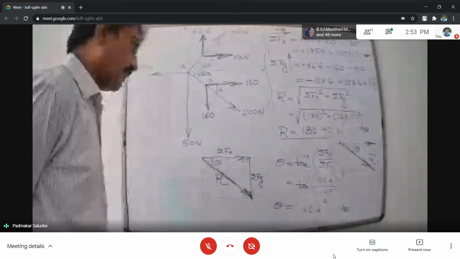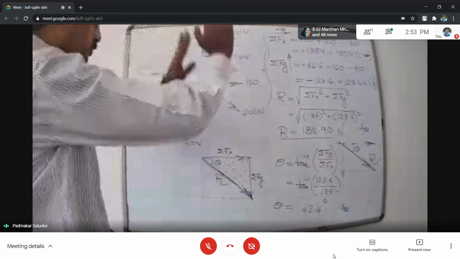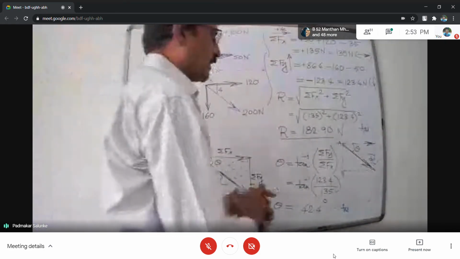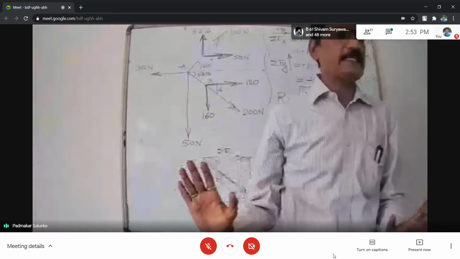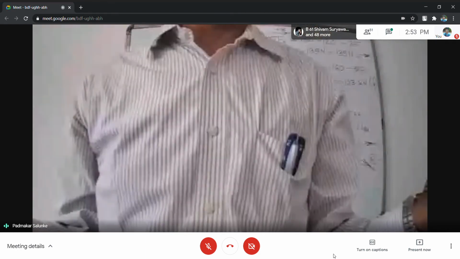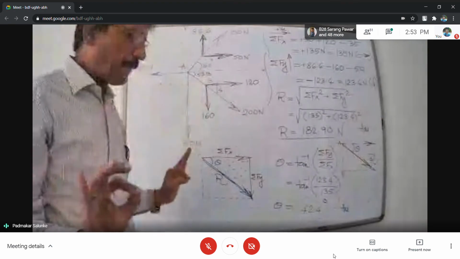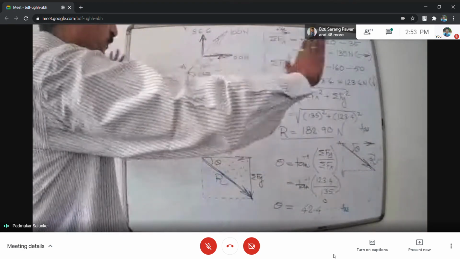Please remember this. Whenever you are solving any problem related to concurrent forces, only these many steps are involved. Please remember that. So your first step is to resolve forces into x and y components.